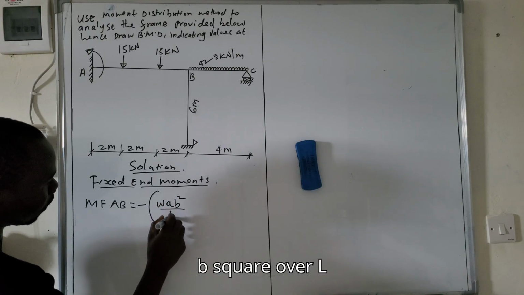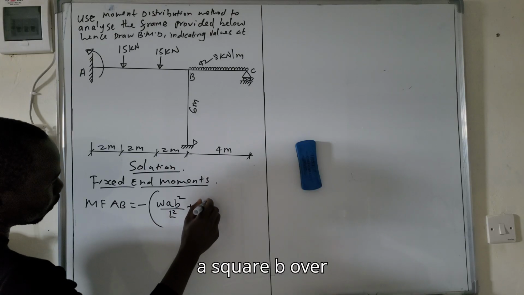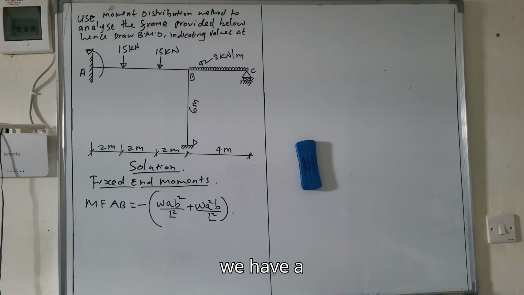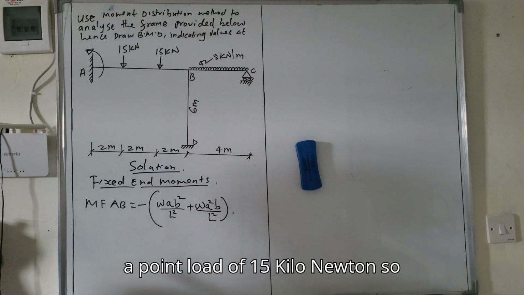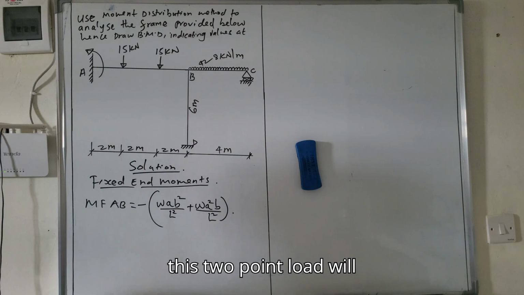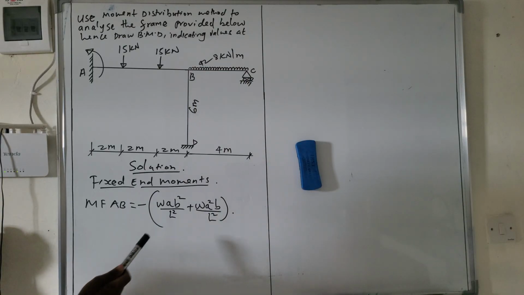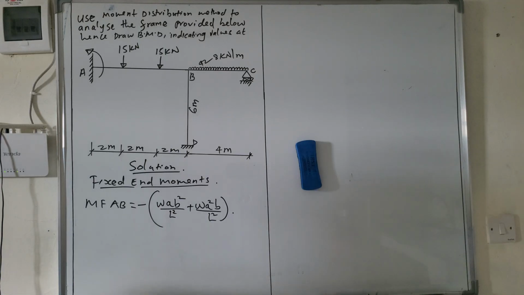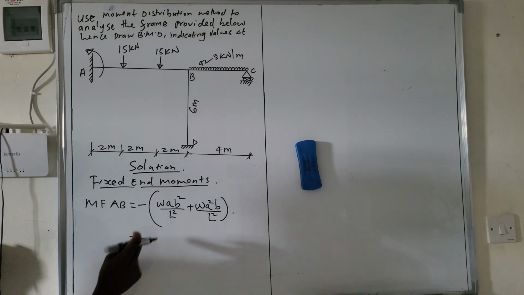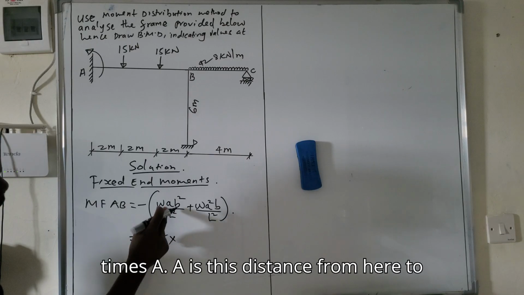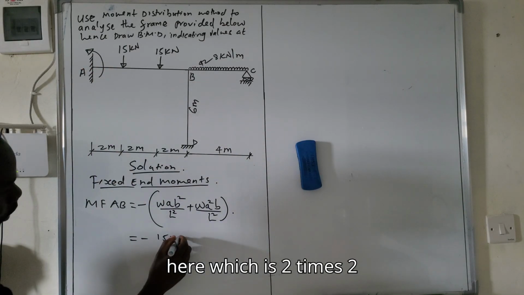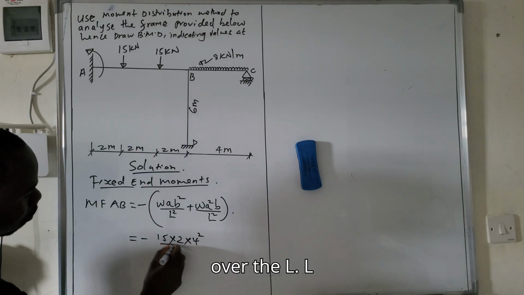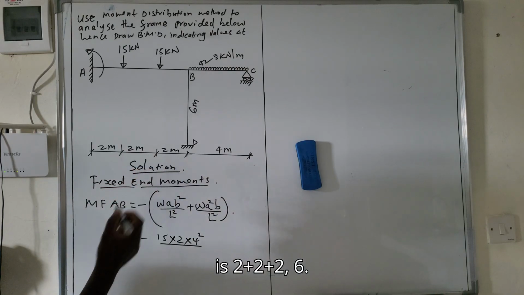W A B squared over L squared plus W A squared B over L squared. We have a point load of 15 kilonewton. Again, a point load of 15 kilonewton. So these two point loads will result in two formulas, W A B squared over L squared plus W A squared B over L squared. So let's proceed. Equals minus, the first W is 15 times A. A is this distance from here to here, which is 2, times B squared, B being this distance from here to here, which is 4, over L. L is 2 plus 2 plus 2, 6.